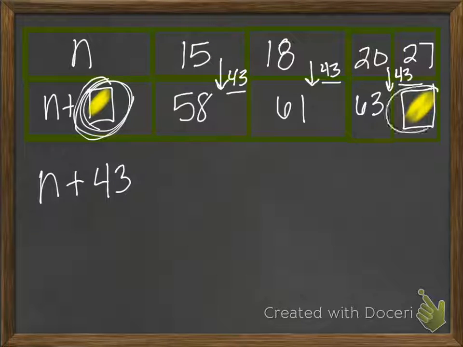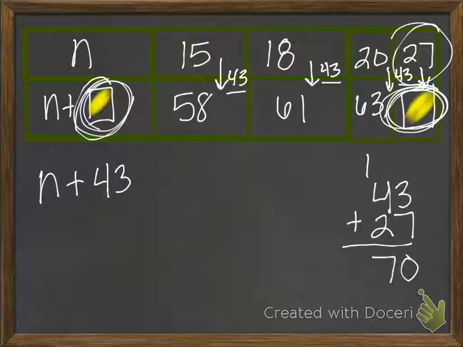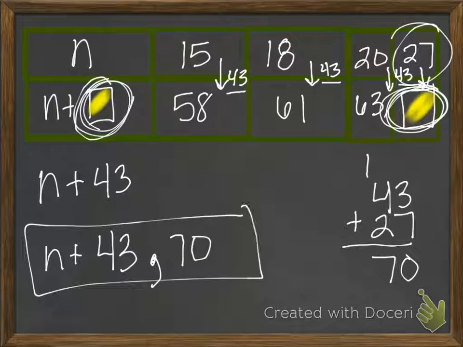But it also wants me to solve over here for this one. So I have to say, what is 43 more than 27? So I need to write out 43 plus 27. I got my 27 from up here. 7 plus 3 is 10. 4, 5, 6, 7, 70. So you would have two answers for this problem. You would write it out: n plus 43, that's your first answer, and then a comma, 70. That's showing me that you have two different answers.